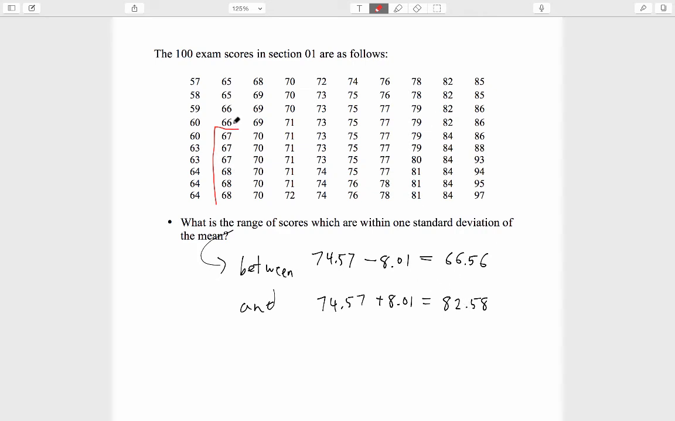So a score of 66 is outside of this range. A score of 66 is below the mean by more than 1 standard deviation. It's beyond this cutoff of 66.56. And this range of scores will contain everything up through 82. If there were any 83s here, they would be outside this range. All of these scores are within 1 standard deviation of the mean.